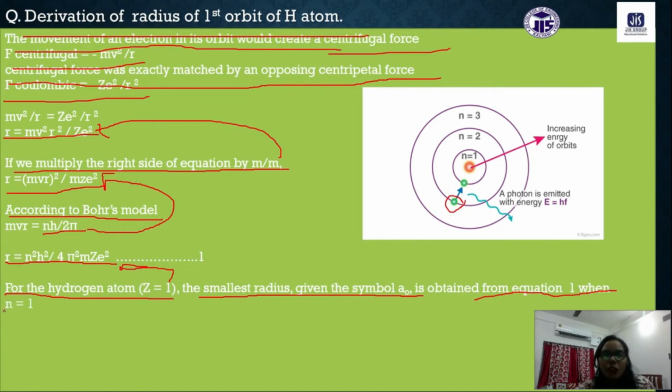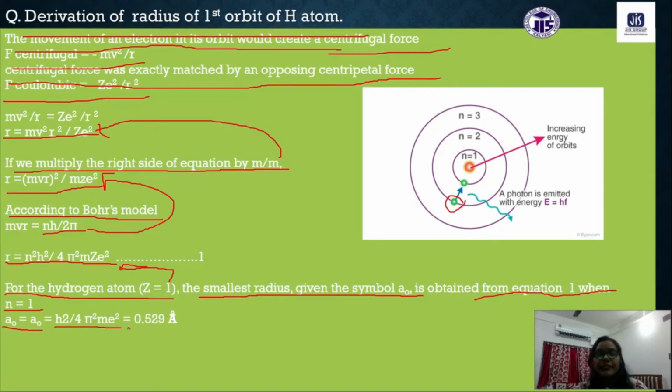And for hydrogen also n equals 1. So what will we get? That is a0, the smallest radius, indicated by a0. As n equals 1 and Z equals 1, we put these values: h square by 4 pi square m e square.